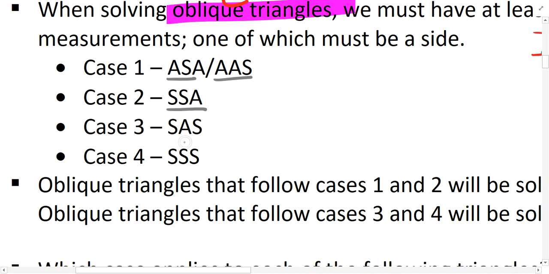When two side lengths are provided, along with an angle in between those two side lengths, we call that case number 3. And when three side lengths are provided in an unknown triangle, we call that case number 4.